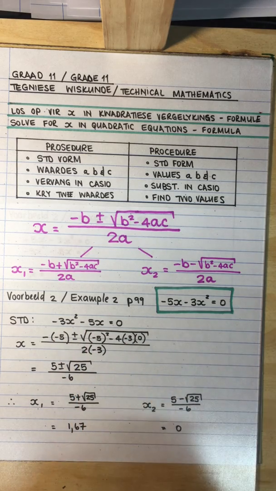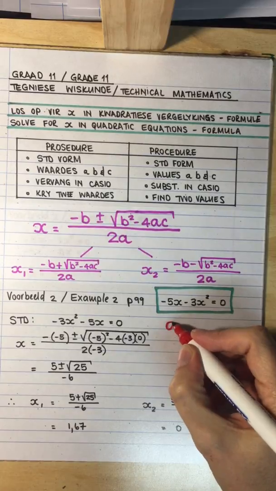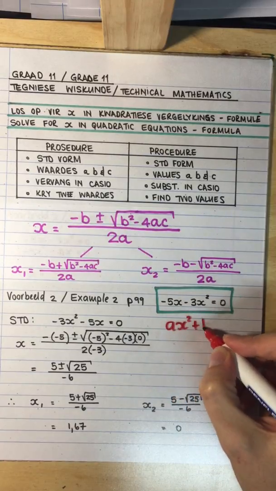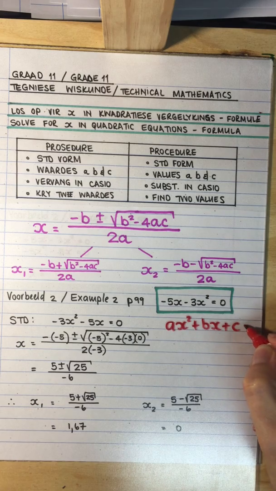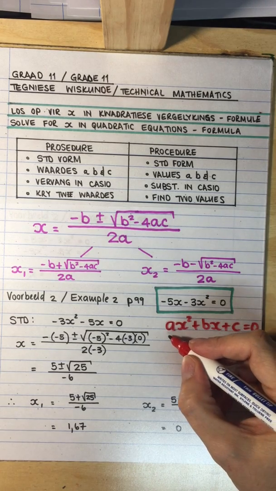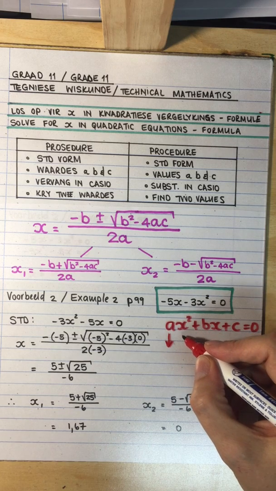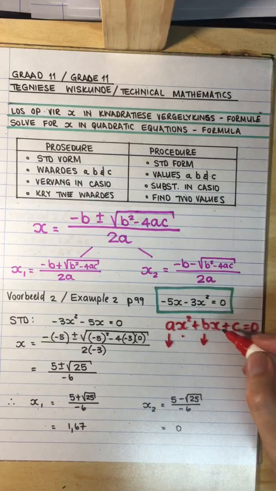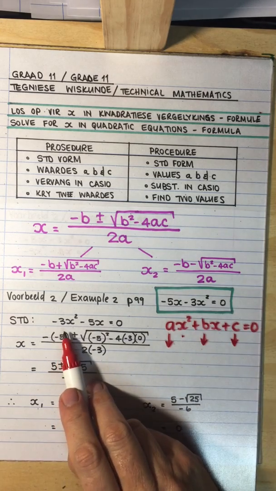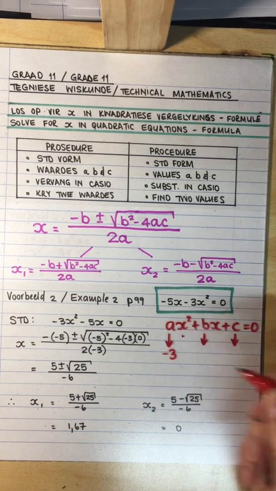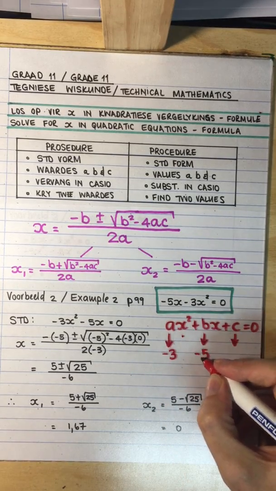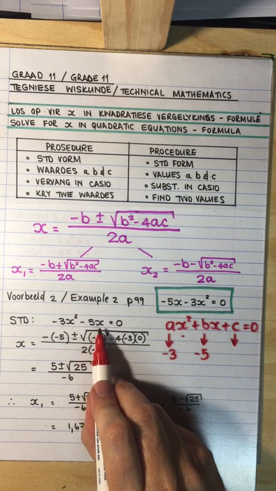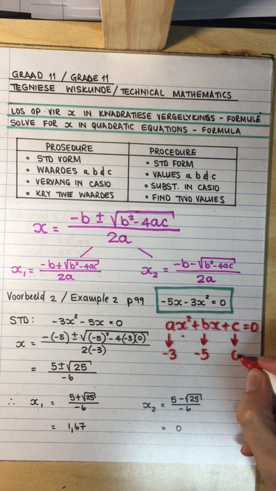We already discussed the standard form of a quadratic equation, ax squared plus bx plus c is equal to 0. This implies that the number in front of the x squared is the value of a. Similarly, the number in front of x is the value of b, and the constant number is the value of c. In this equation, we will see that a is equal to -3, b is -5, and since we do not have a constant term, the value of c will be equal to 0.